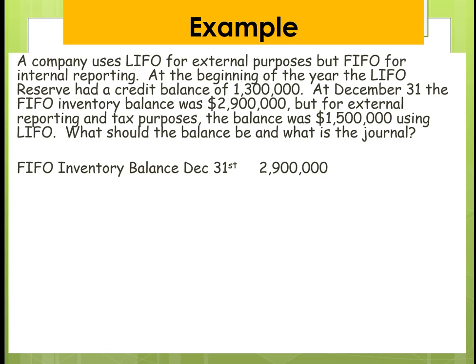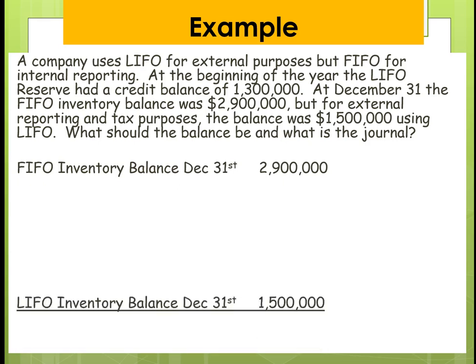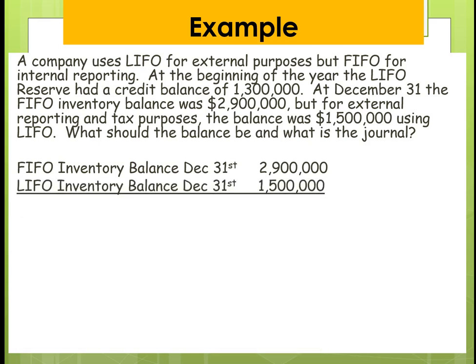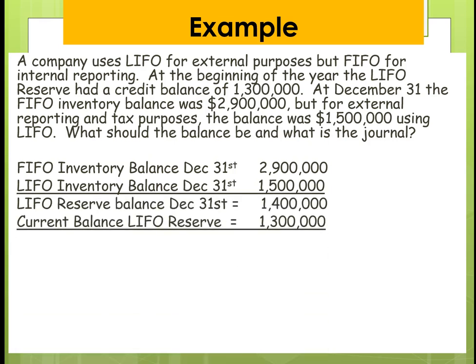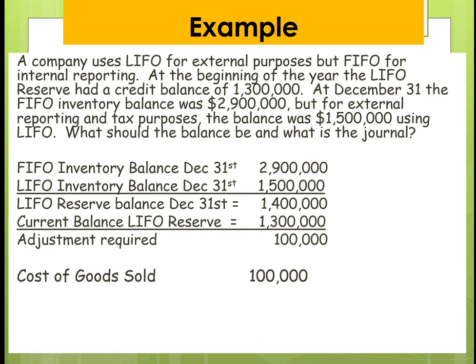Well, the FIFO inventory balance on December 31st less the LIFO inventory balance, the difference is $1.4 million. The current reserve has $1.3 million, so we need to increase it by $100,000. So cost of goods sold, we get $100,000 and the reserve, and now the reserve will be standing at $1.4 million.